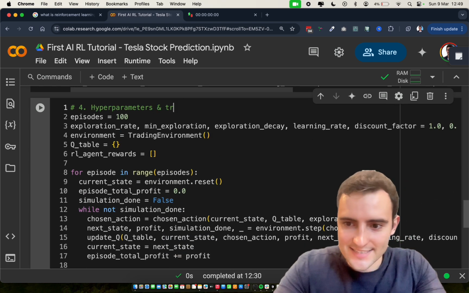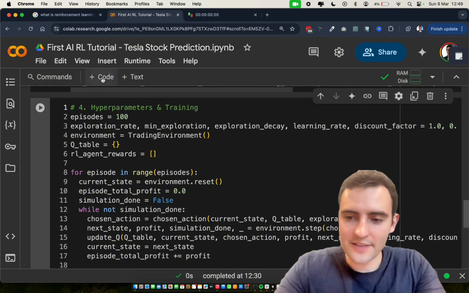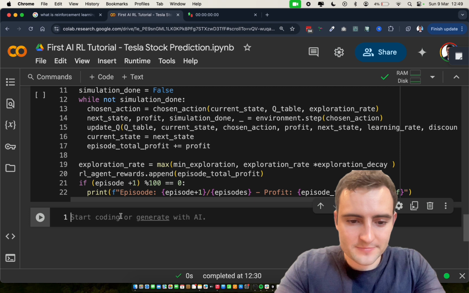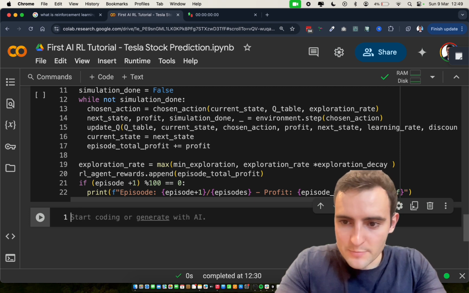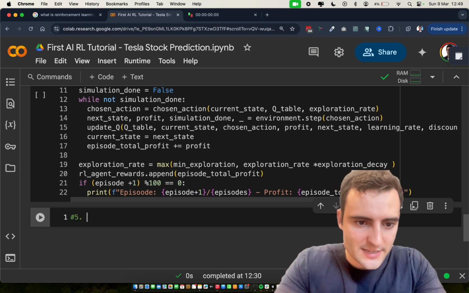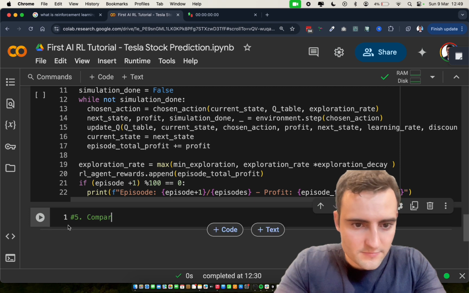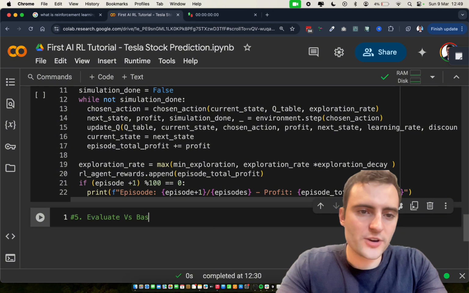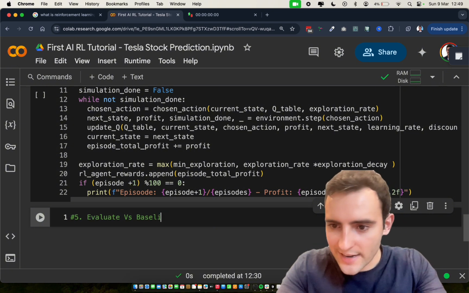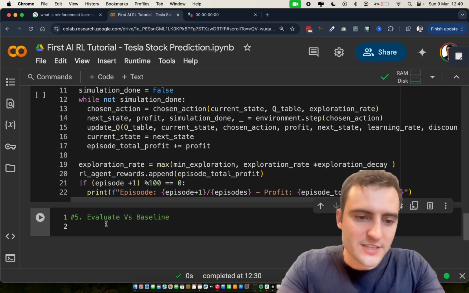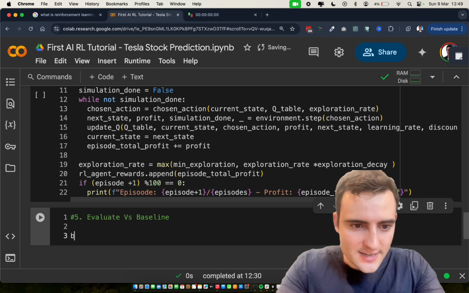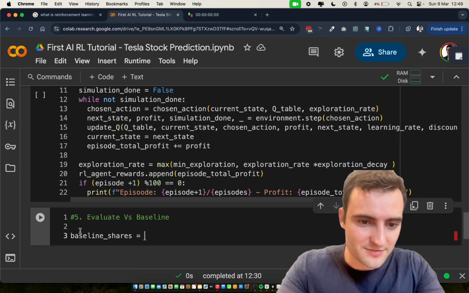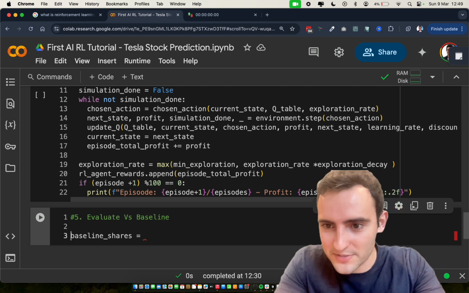And the next and last piece is we're going to have to compare this to something. So 5 is here. Compare, evaluate versus baseline. So we've just done like a really good algorithmic trading strategy, but what does it look like if we did a dumb one? Because I want to compare this. And dumb one sometimes is actually better. When you hold a stock, it's shown to be really good, right? Because if the stock goes up, then you're in a great position.